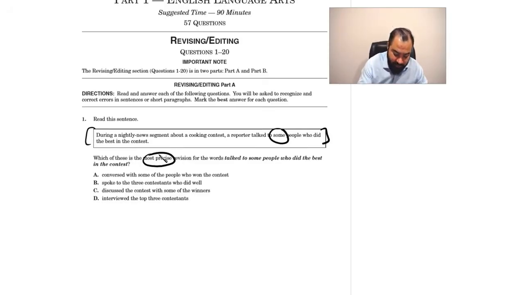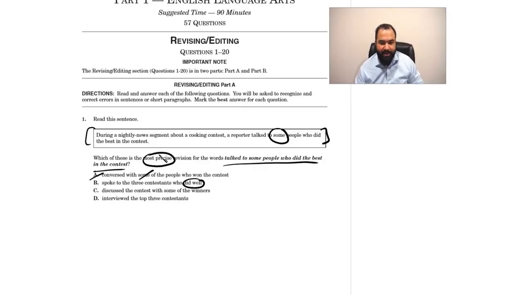So we're going to see which one is the best revision for this part, talked to some people. Look at letter A, it says conversed with some. Again, the word some, we don't want it, so we can remove A. Spoke to 3 contestants who did well. Now the word well is not specific either. I'm like, how well? A little bit well, very well? What do you mean by that? So it's out. Discussed the contest with some.